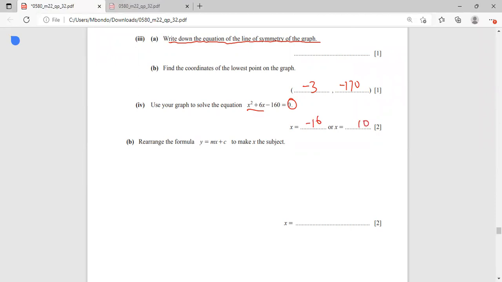All right. Rearrange the formula y is equal to mx plus c to make x the subject of the formula. Okay. So this is going to be y minus c is equal to mx. We divide both sides by m. So x is equal to y minus c over m. That's what we're going to get here.